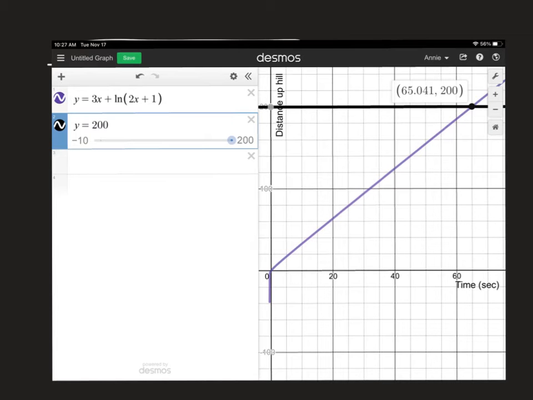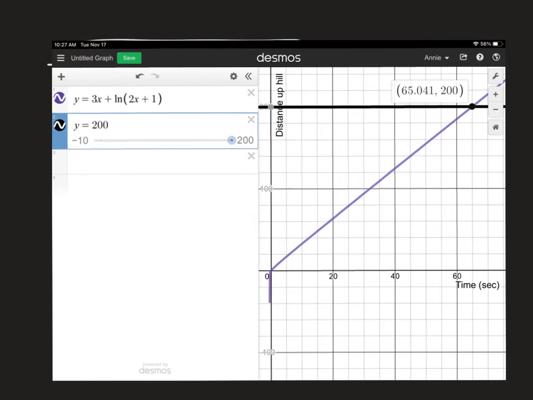Here's what that graph looks like, and as you can see, it is at 200 at about 65 seconds. The other thing is that if you look at this purple graph, which is our function, there is no maximum. This guy's just going to shoot off. So this biker is kind of starting slow and then just chugs regularly at a steady pace all the way up.